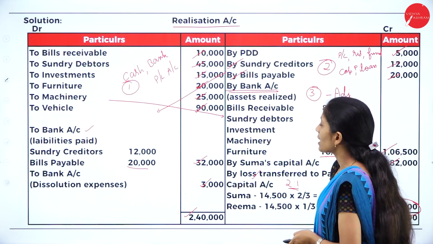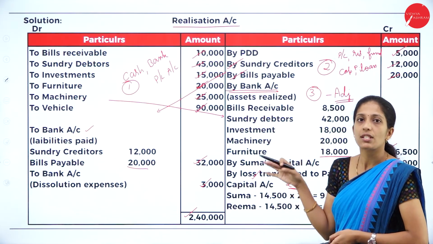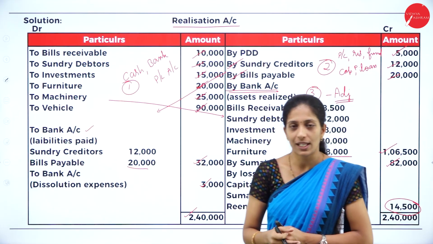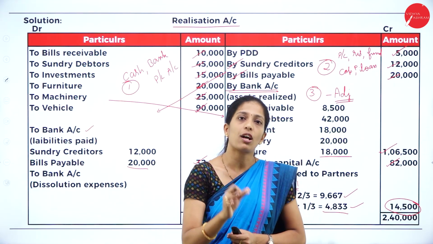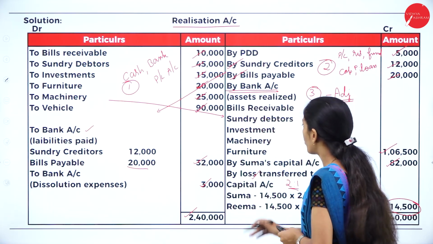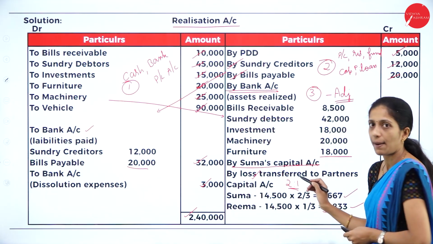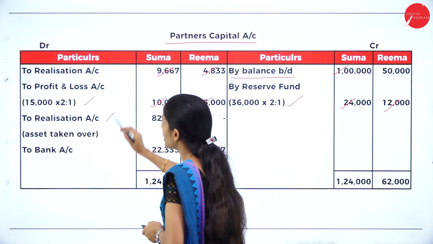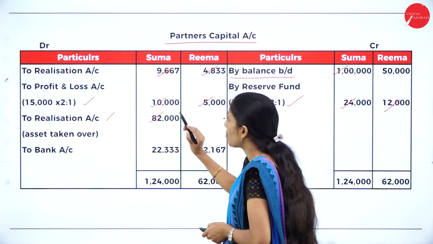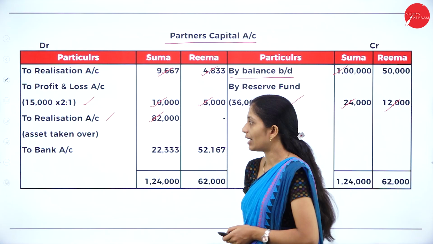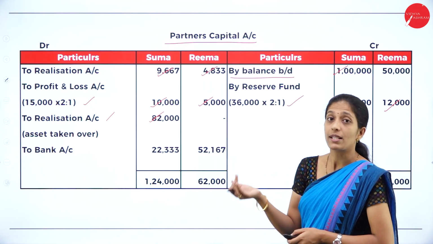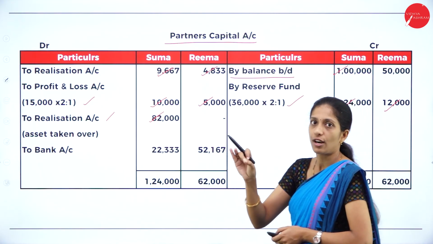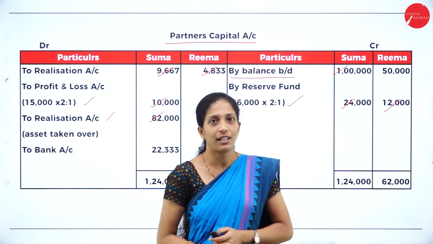Okay. Next you will see your realization account, for anything which is transferred to partners' capital account. Now if you see here, only under two situations will you record that entry, either asset taken over or liabilities taken over. Now in this problem we have an asset taken over, which we have transferred to Suma's capital account. There how do you write? In your partners' capital account, you write it as to realization account, asset taken over, and write the amount in Suma's column, that is 82,000. Next, there is no liability taken over. Suppose a liability was taken over, then you will write by realization account, and in the respective partner's column who has taken over the liability, there you will fill in the amount.